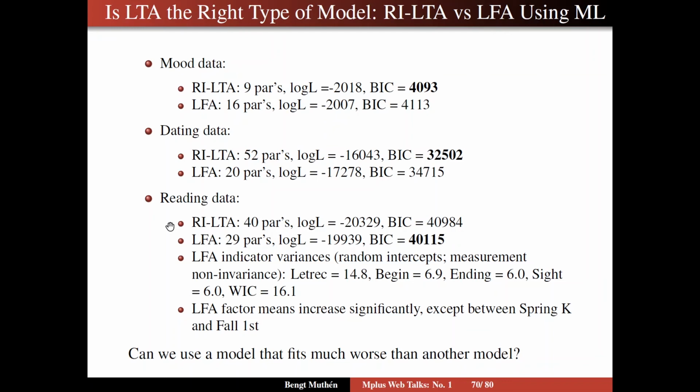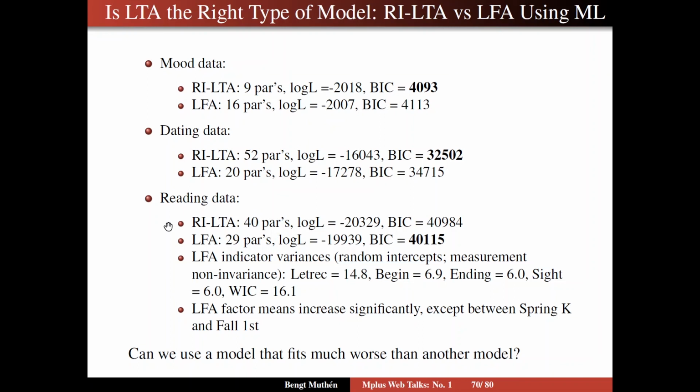And you can also ask, what if you fit an LFA model which fits the data much better, and then try to extract the type of information that you were interested in when you formulated the RI-LTA? That is, work with a continuous latent variable model, but try to deduce implications in terms of latent classes. Is that possible? That's a question you can ask yourself.